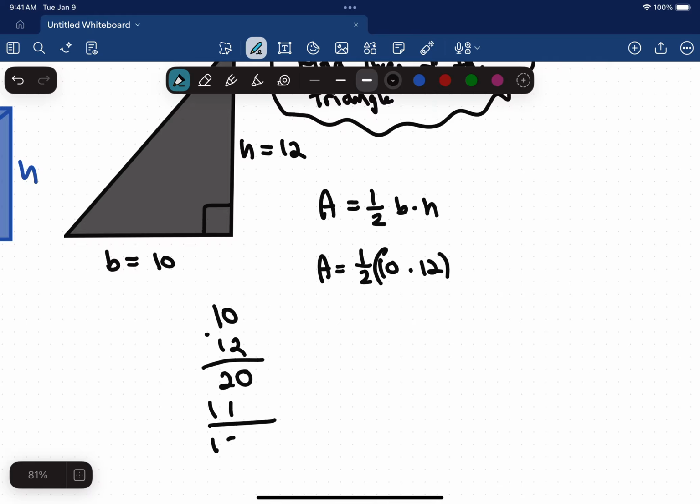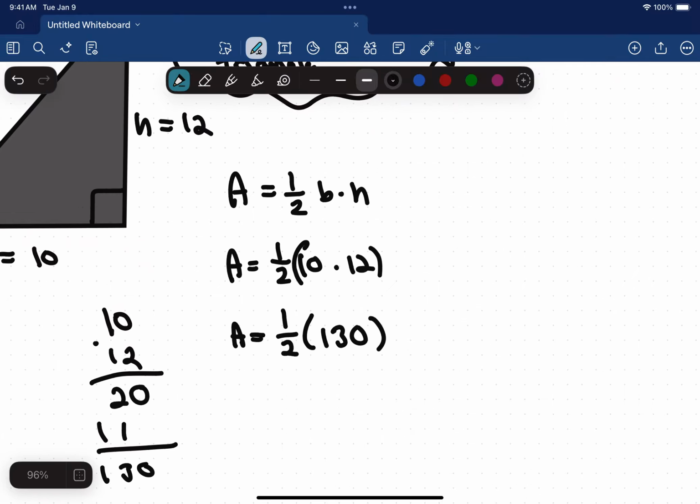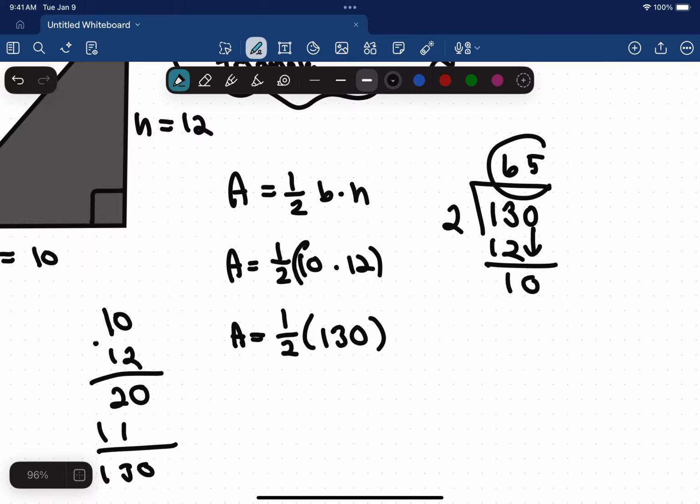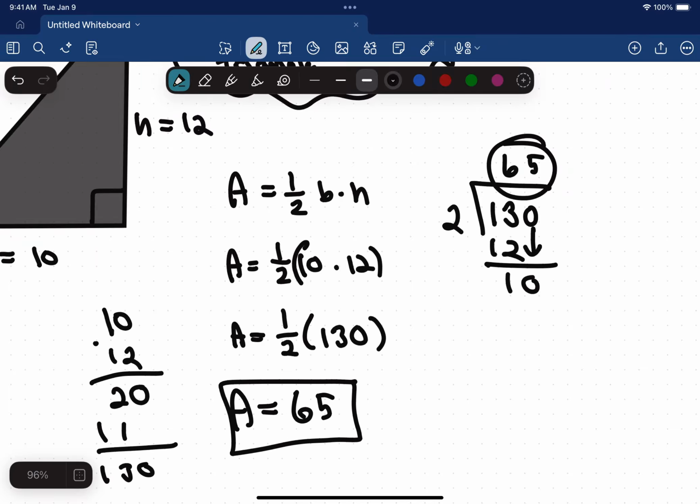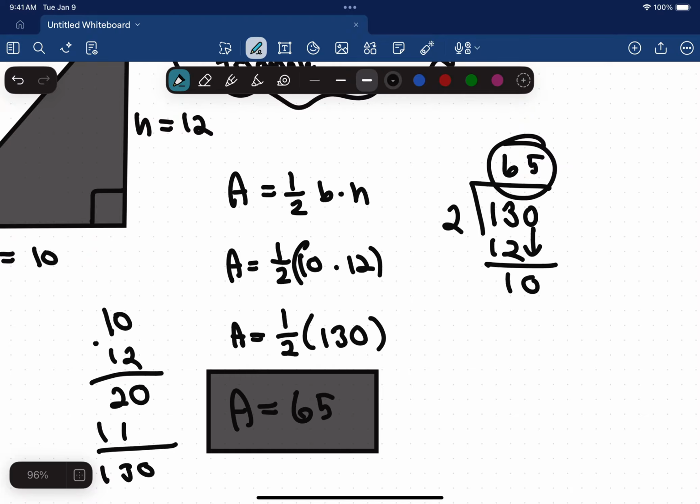It's going to be 120. So area is going to equal 1/2 times 120. And now we just multiply 1/2 by 120, and that is basically 120 divided by 2. It's going to be 60, and that is your answer. So area is going to equal 60. Now let's do another example.